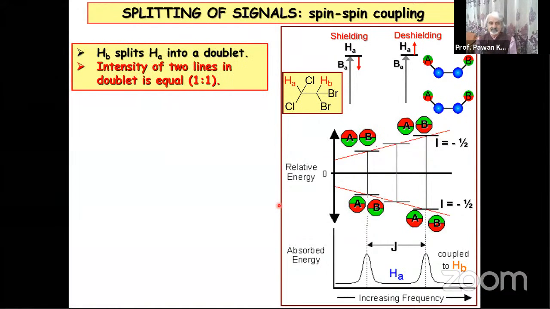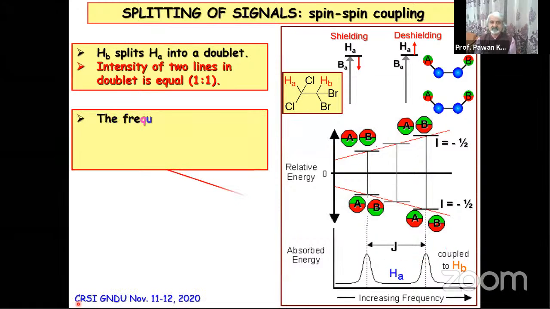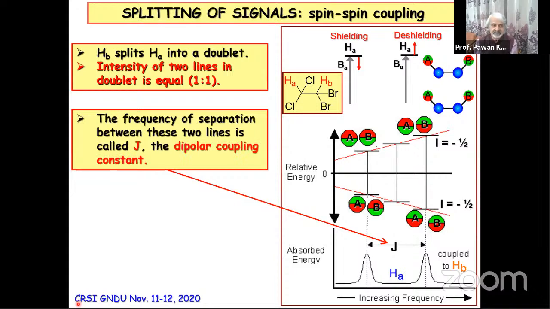So with the result, HB would split HA into a doublet, and the intensity of the two lines of the doublet would be equal, 1:1, because the population density of HB in the aligned and the opposed state is almost the same. So instead of a singlet, we now get a doublet, and the frequency separation between these two lines is denoted by J, and it is called the coupling constant or the dipolar coupling constant.